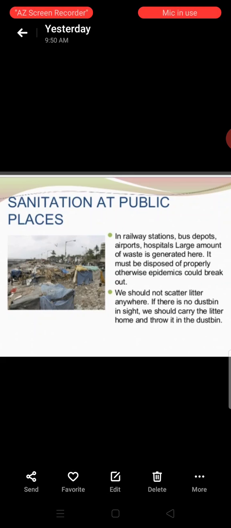We should not scatter litter anywhere. If there is no dustbin nearby, we should carry the litter home and throw it in the dustbin. And we should not litter waste here and there. We should just put it in a dustbin. If dustbins are not there in the public places, we should carry it home and throw it in a dustbin.